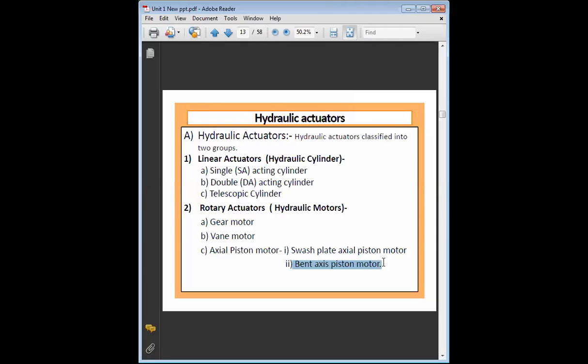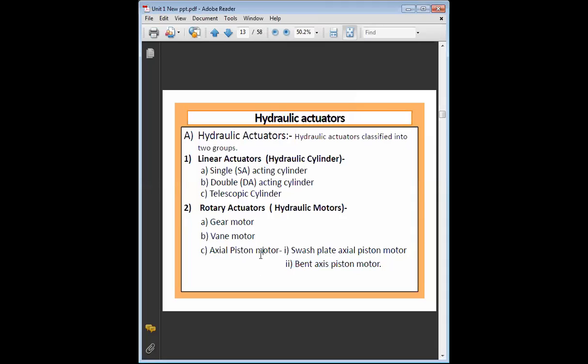Whereas your hydraulic motors, what are they doing? Hydraulic motors are the hydraulic equivalent of your electrical motor, which may be unidirectional or bidirectional. That type also we are going to see. Getting it?